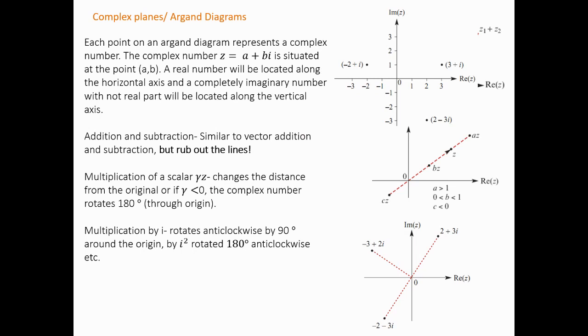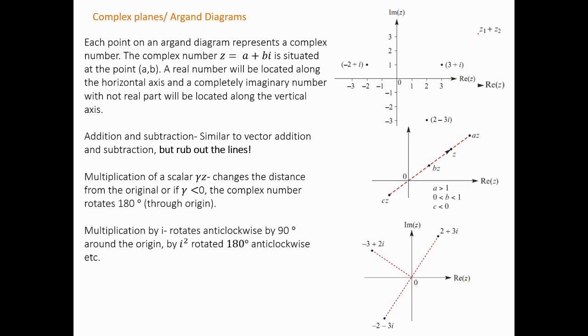So, in summary, each point on an Argand diagram represents a complex number. The complex number z equals a plus bi is situated at the point (a, b), where a goes along the real axis and b goes up the imaginary axis. A real number will be located along the horizontal, the real axis, and a completely imaginary number with no real part will be located along the vertical axis. Addition and subtraction is similar to vector addition and subtraction, but leave out the dotted lines in your exam. Just put the points.